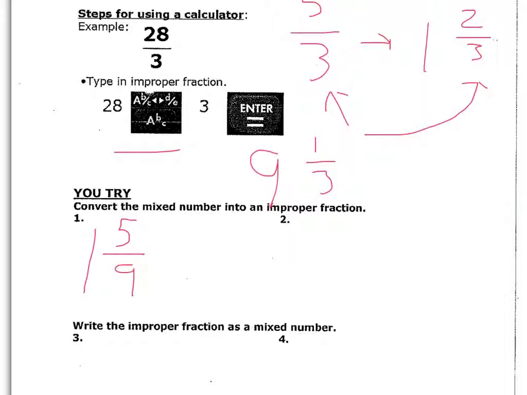Okay, that's not what we want though. We want an improper fraction. So what you have to do, after you have it like this on your calculator, push second, then ABC, and this should come out to be 14/9 now. Okay, so pretty straightforward.